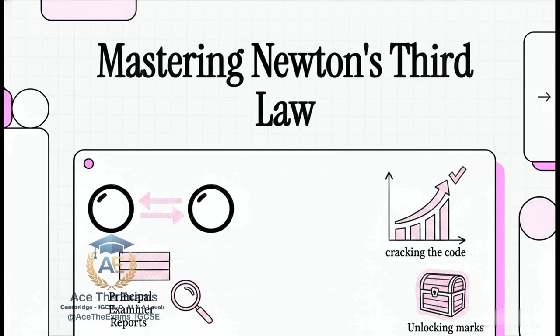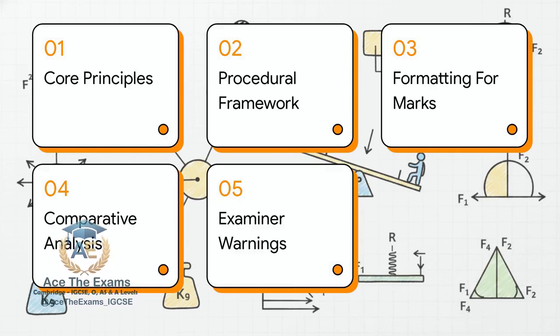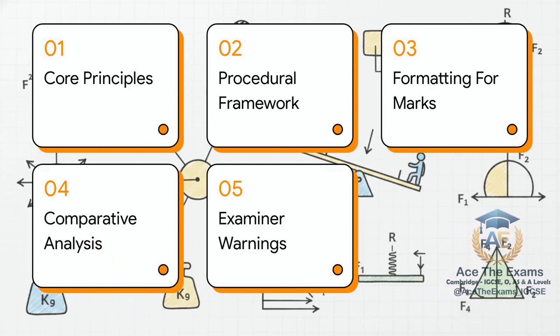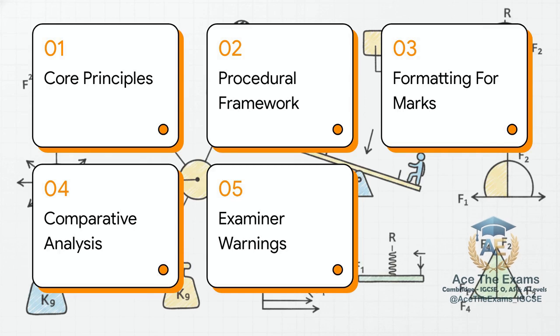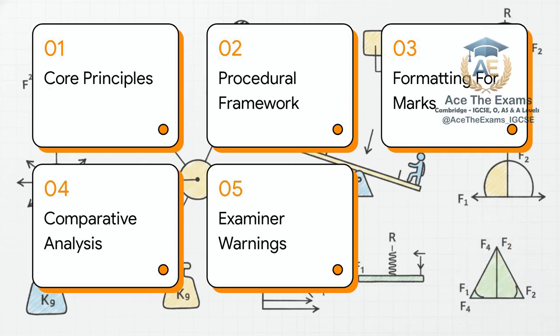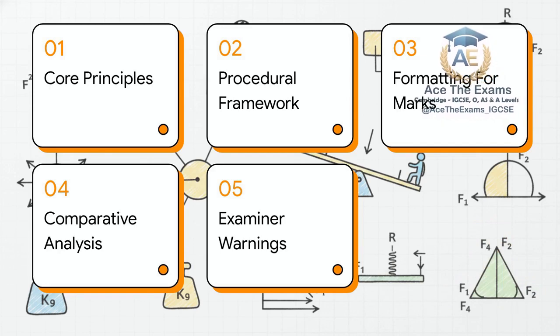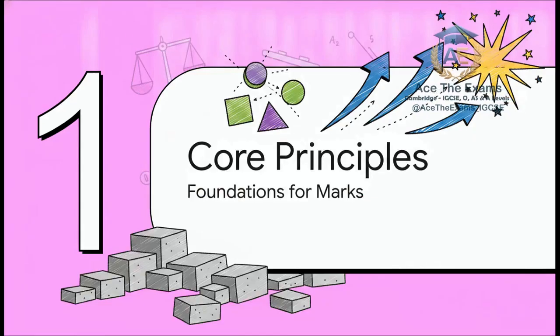By the time we're done, we're going to completely transform how you tackle these problems so you capture every single mark you deserve. So, here is our roadmap for today. It's essentially a sneak peek straight into the minds of senior examiners, taking us from Section 1's core principles of equilibrium through the procedural framework, formatting, critical analysis, and finishing up with the ultimate examiner warnings. Let's kick things off with Section 1, Core Principles of Equilibrium.